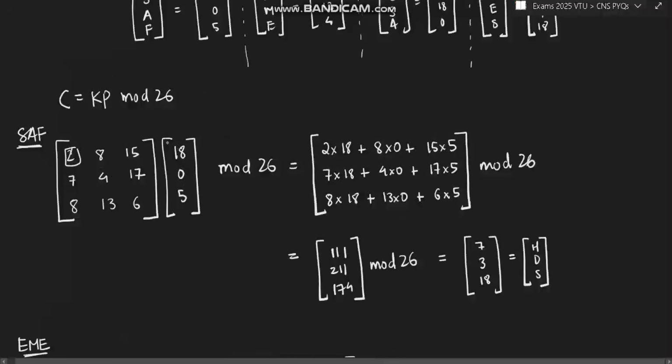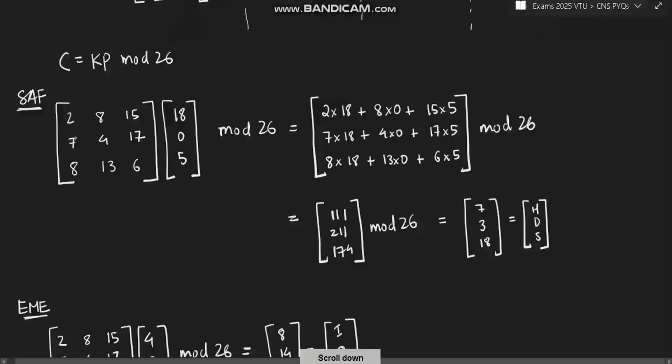First you will write 2 into 18 plus 8 into 0 plus 15 into 5. Find out this answer and write it as 111. Next, 7 into 18, 4 into 0, 17 into 5. The last one is the same: 18 into 8 plus 13 into 0 plus 6 into 5. Okay, and you'll find out this answer.